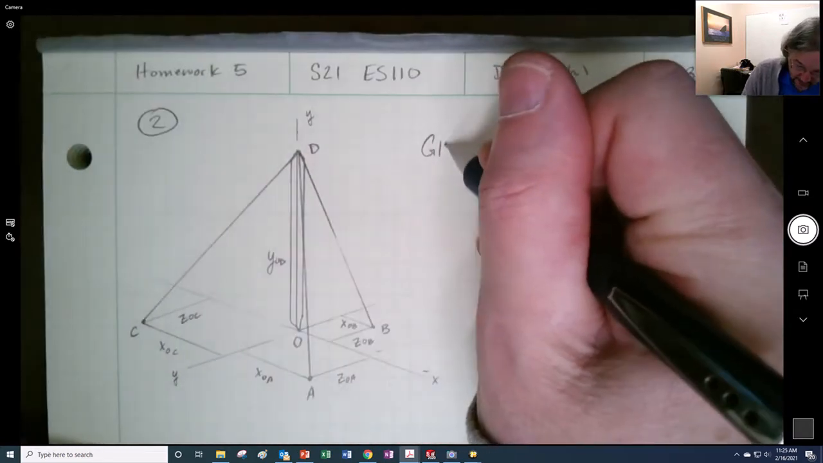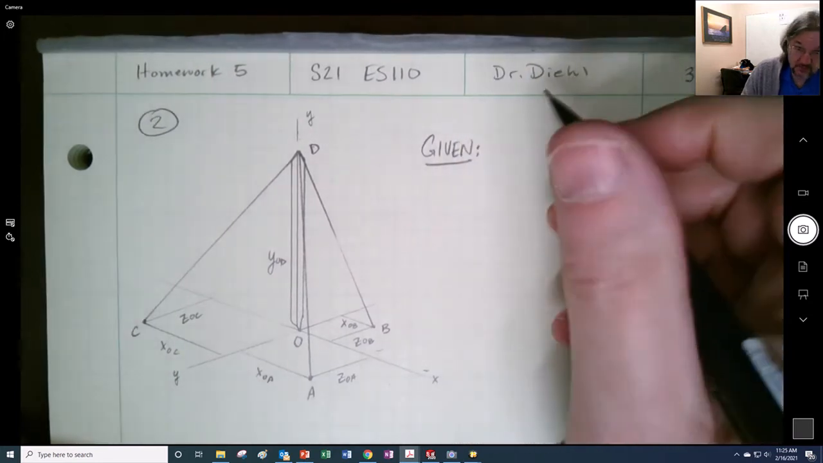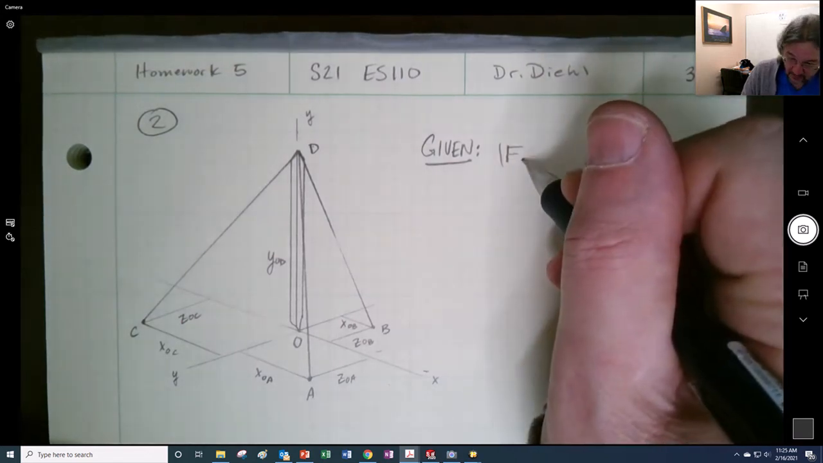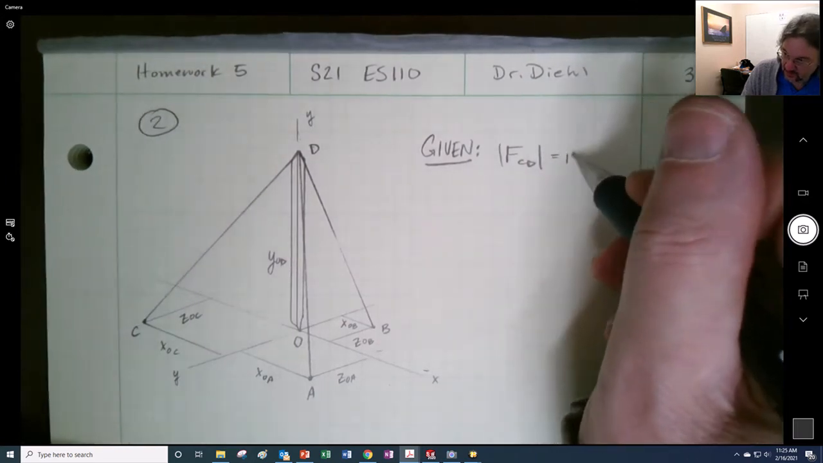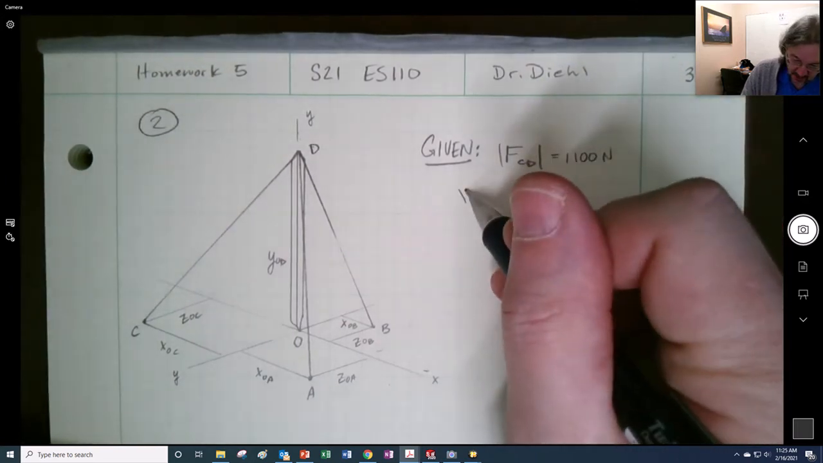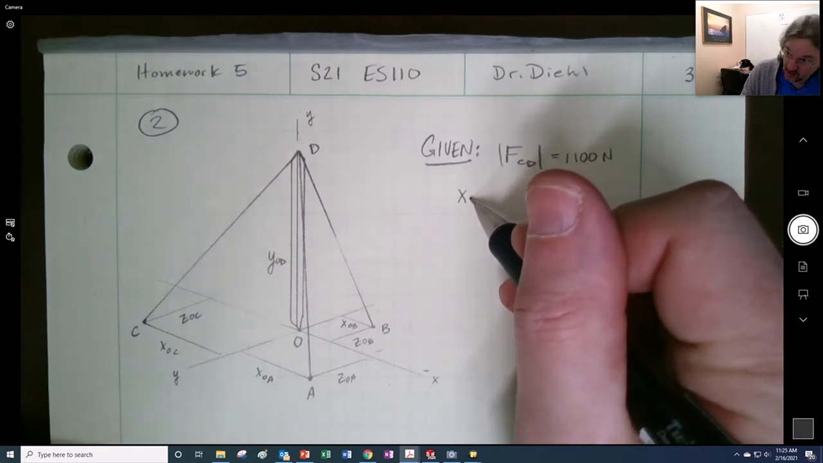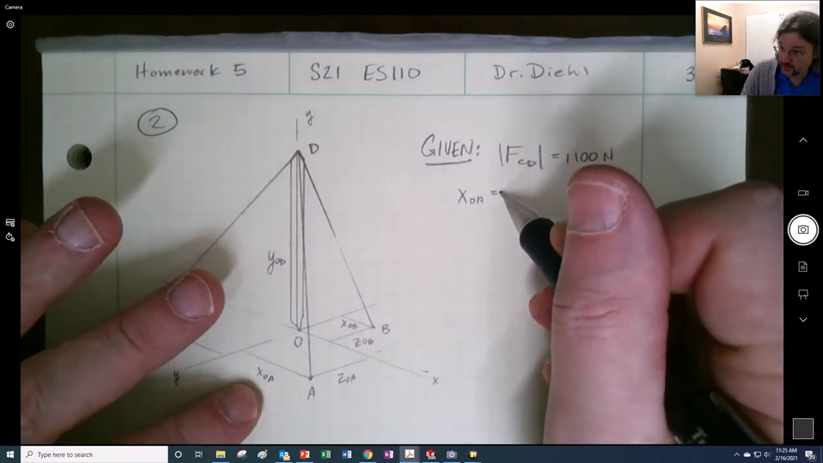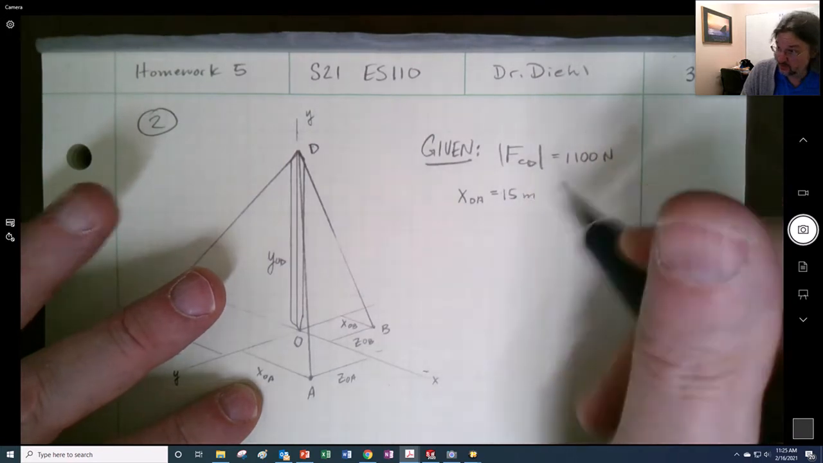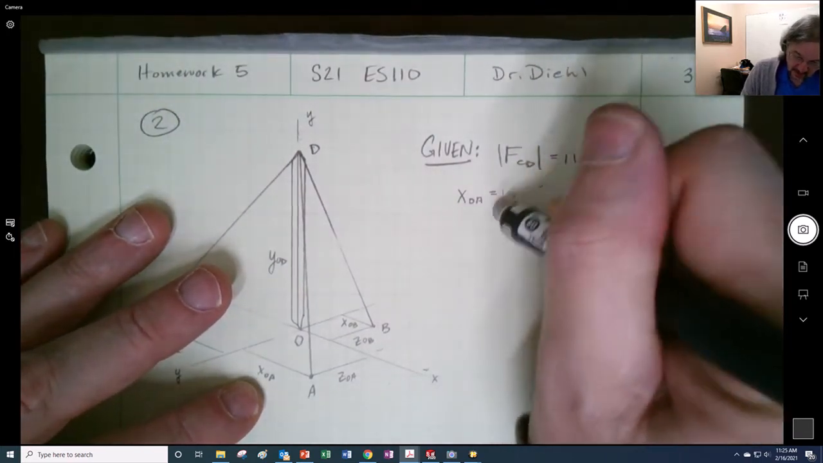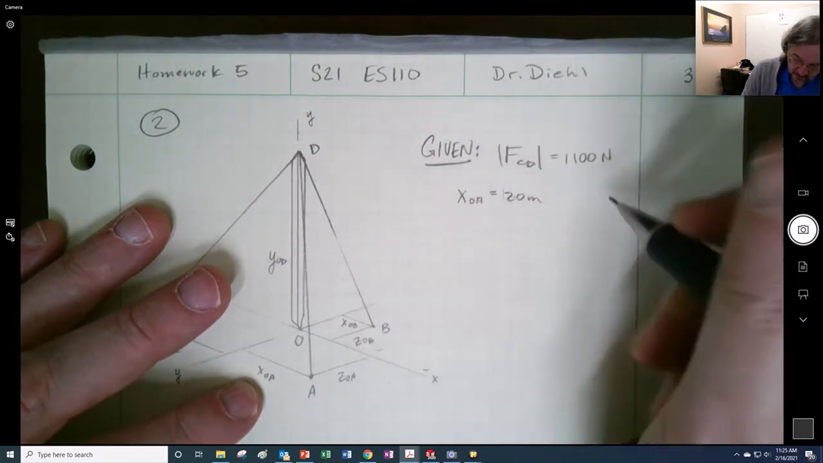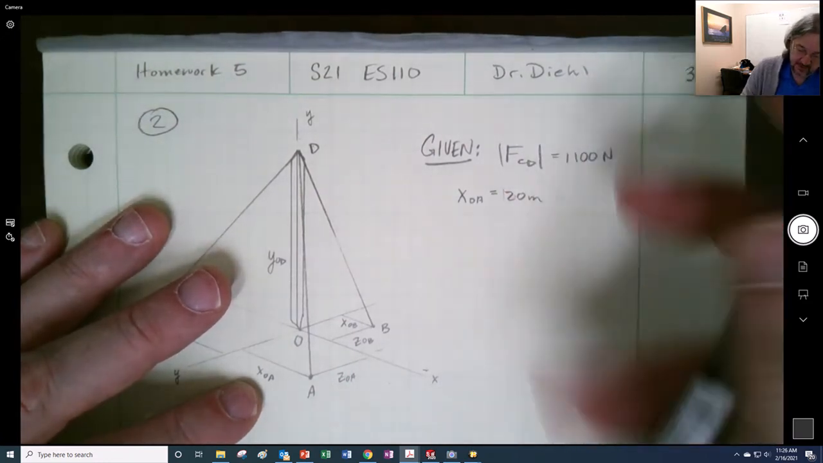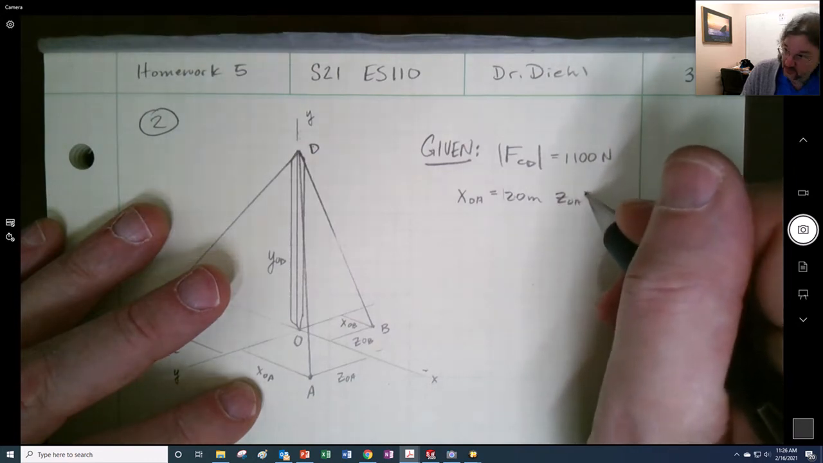And our given is going to be, let's just write the magnitude of F_CD is equal to 1,100 newtons. XOA is 15 meters, nope, 20 meters. Maybe I'll write this next to it, it'll fit in there. That's what it is, ZOA, because there are nice pairs of them. ZOA is equal to 15 meters.